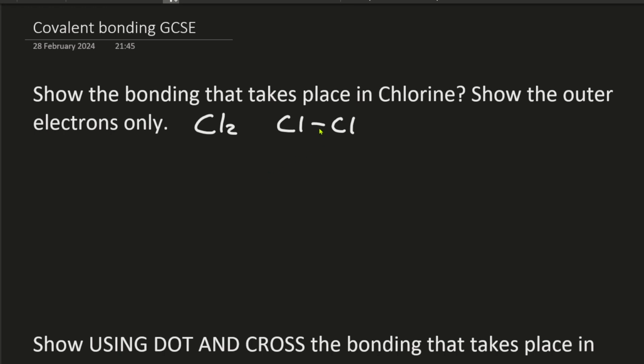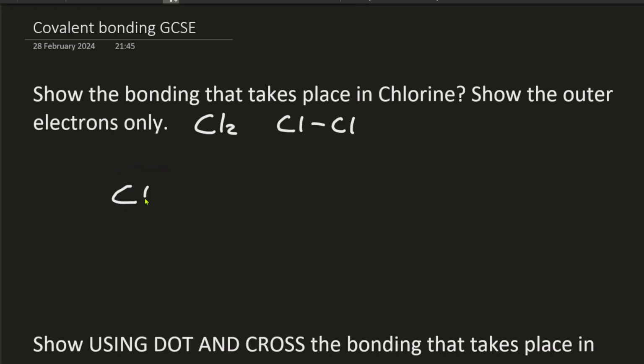So the single bond over here, you should all know, means a pair of electrons that are being shared. Okay, that is what a covalent bond is. It is the sharing of a pair of electrons between atoms. Okay, the nuclei of each atom. So let's do that then.